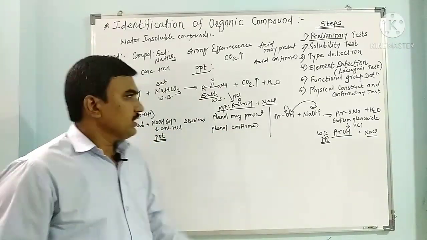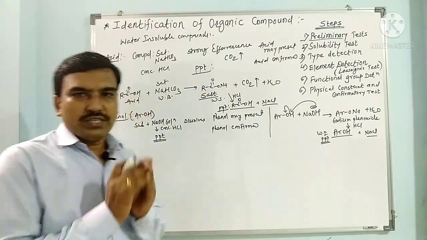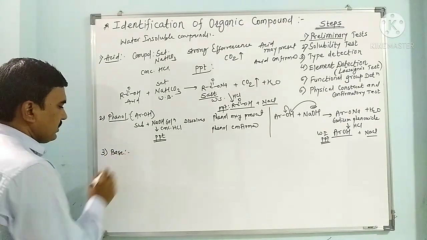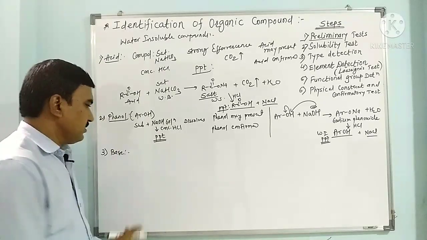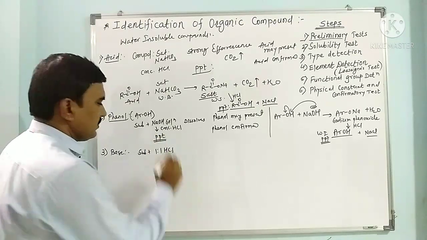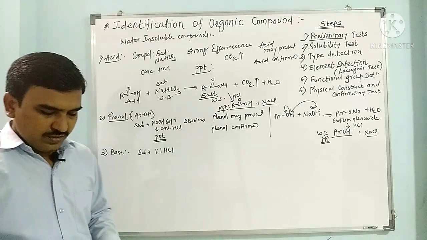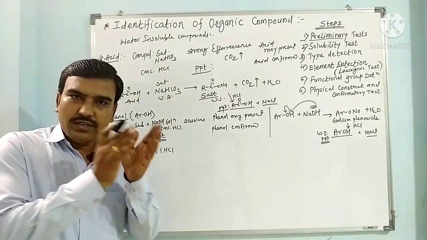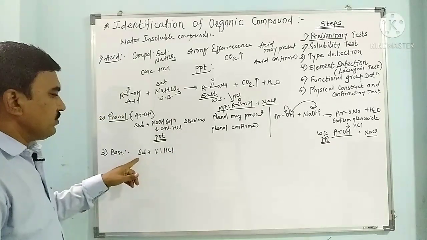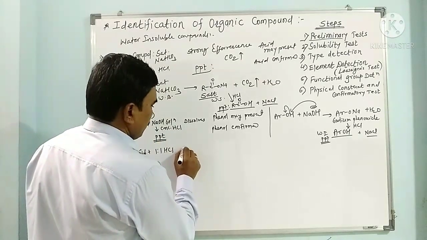If not, if we get both negative tests, acid is absent, phenol is absent, then we have to check whether it is a base or not. To check base, we have to add acid. So substance plus we have to add 1:1 HCl. 1:1 HCl means 50% concentrated HCl. An equimolar mixture of water and concentrated HCl is called 1:1 HCl. So when we are adding 1:1 HCl to this, if base is there, it dissolves.